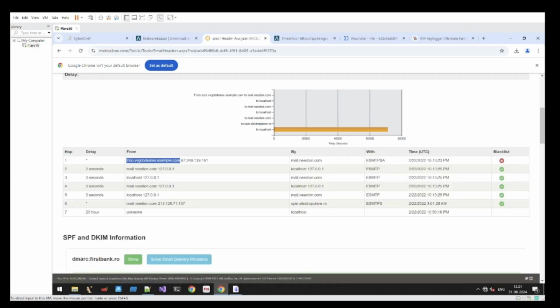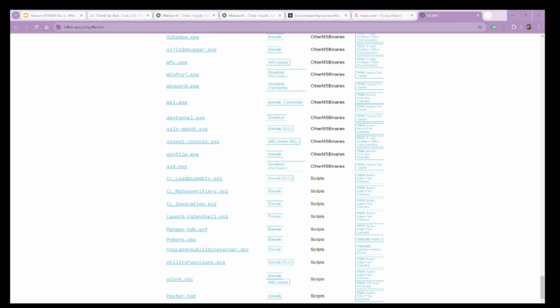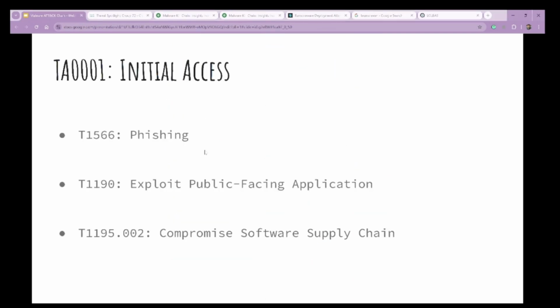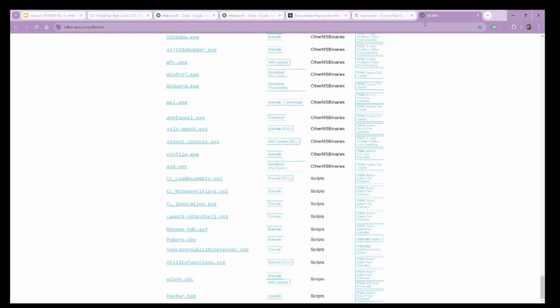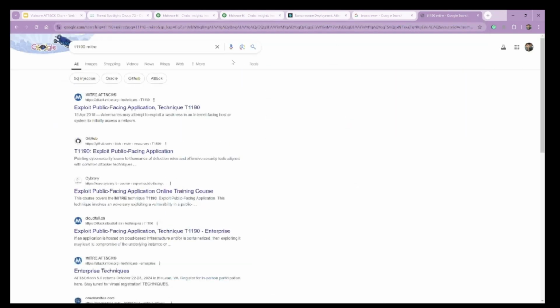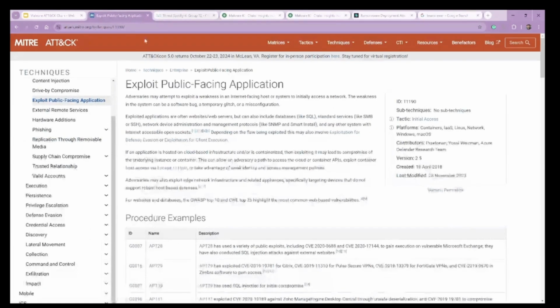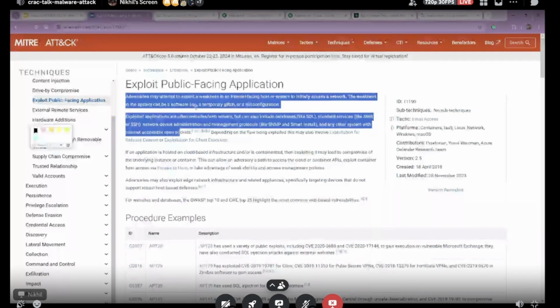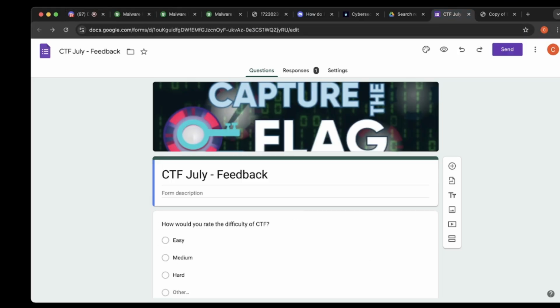Now the next one, okay, the screens again. The next technique that we are going to be looking at is exploit public facing application. If we go to the particular technique number T1190, this page of MITRE ATT&CK will give you a description of what this technique means. For phishing, it was quite obvious, but for public facing applications, they have a nice little description.